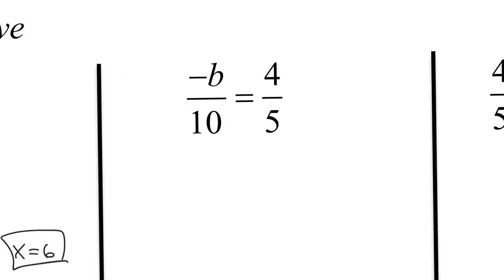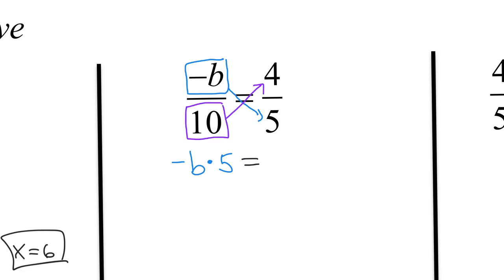Now, if the variable has a negative, like this proportion here, we have a negative b. You also have to be careful with the negatives, and always double check your signs, negatives and positives. So I will cross multiply to solve. I'm going to multiply this negative b, it is a negative, times the number across, which is the denominator of the second fraction. So I'm going to have negative b times 5. I'm going to bring down the equals, and I will multiply 10 times the number across from it, the top number, 4, 10 times 4.